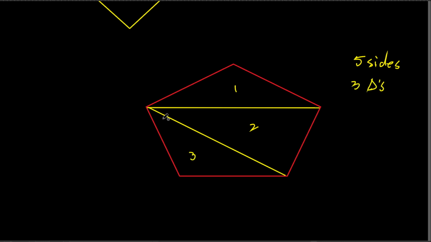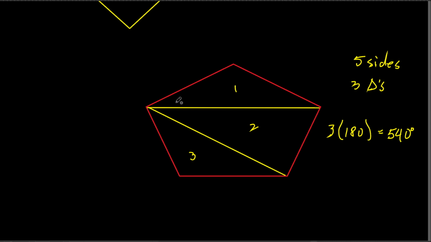So how do I find the sum of all these triangles? I add them up, or I could just do what? There's 3 triangles, so I could go 3 times 180. Would you agree? Instead of going 180 plus 180 plus 180, I could just go 3 times 180. Wouldn't that be a lot easier? And that's what? 540? Yep.